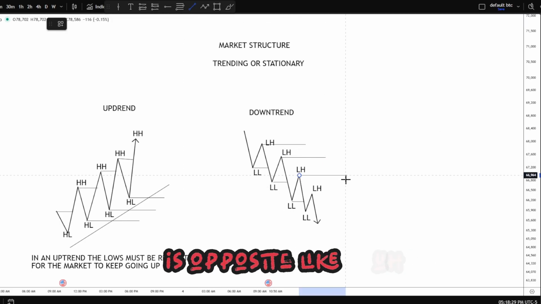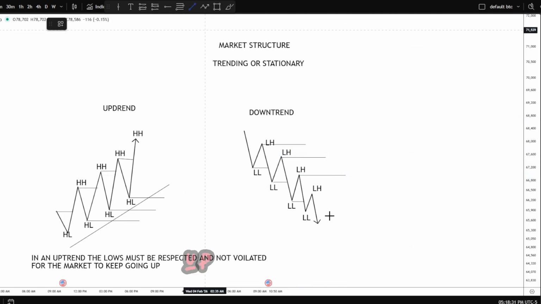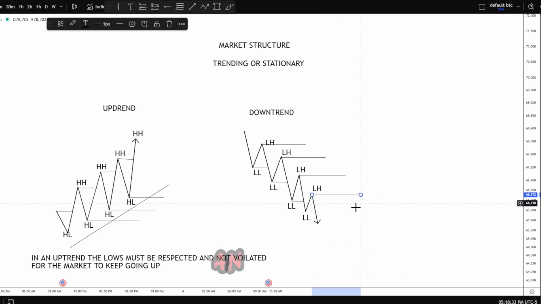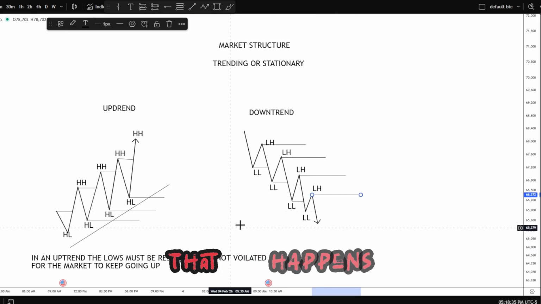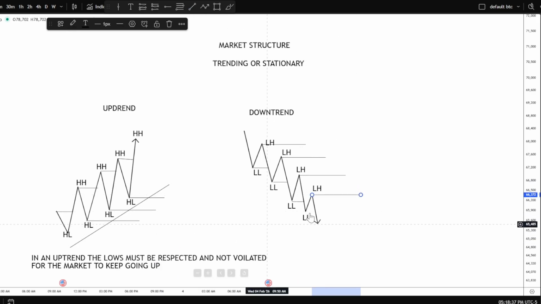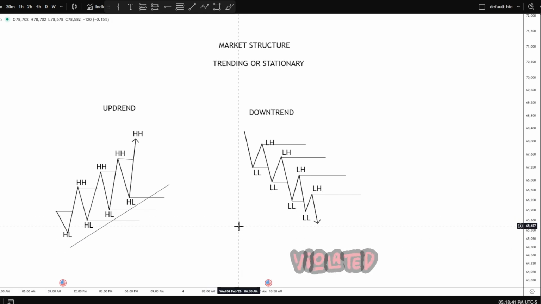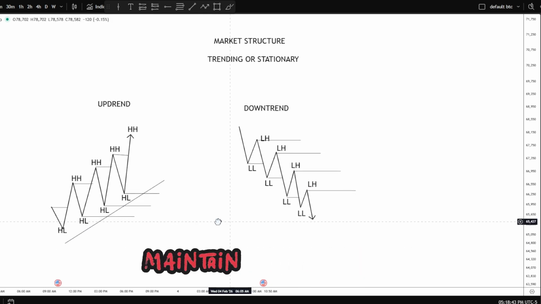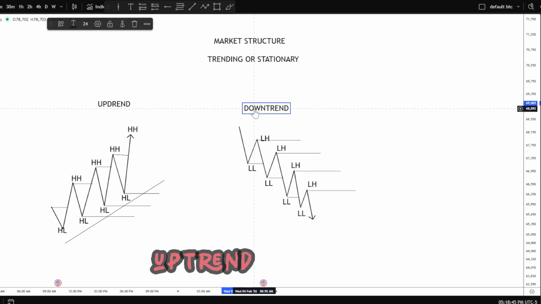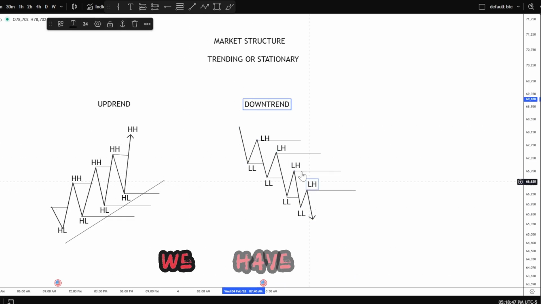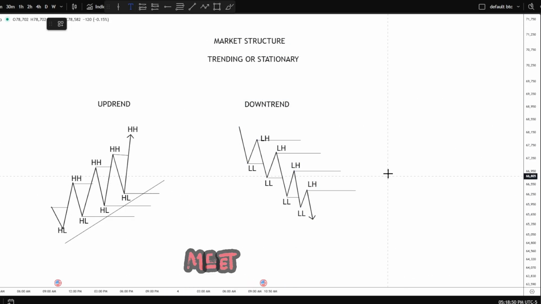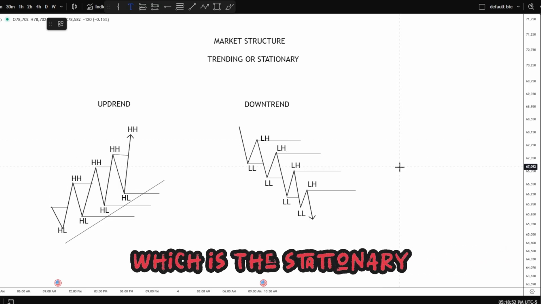It is equal and opposite for an uptrend and a downtrend. Anything that happens in an uptrend is the opposite of what happens in a downtrend. So the lows need to be protected. They must not be violated for the market to maintain the perfect uptrend and downtrend. So we have the third situation that you can always meet the market in, which is the stationary situation.